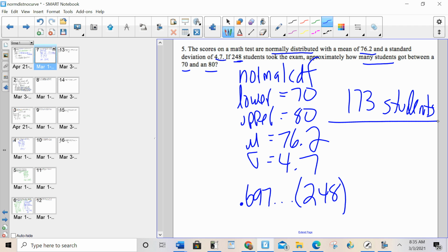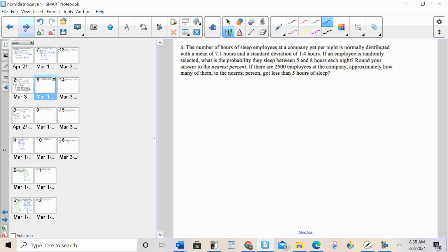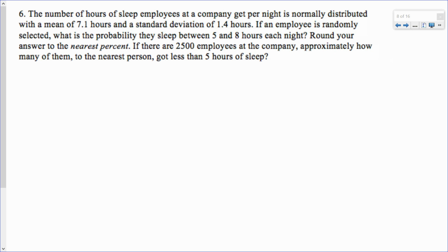I'm thinking one more. Yep, this is a good example because there are two separate questions within the question. So I'll just kind of give you that as a hint. So please pause, try number 6 on your own, and then unpause. And if you can get this question correct, then you're good. So again, pause, try number 6 on your own. As a hint, there are two separate questions within number 6, and then unpause.